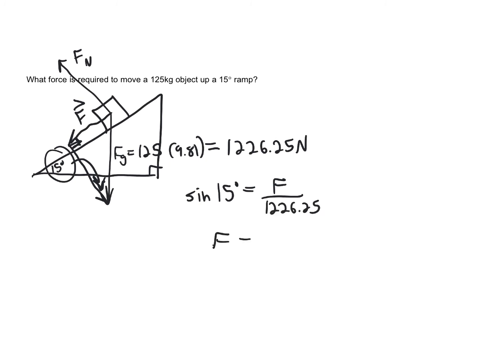So we end up getting a force of 317.4 newtons to move that object up the ramp. Basically, the force of gravity parallel to the ramp is 317.4 newtons in this direction here. We just need to exceed that by an equal or greater amount to pull it up.